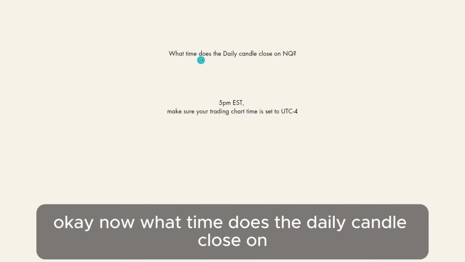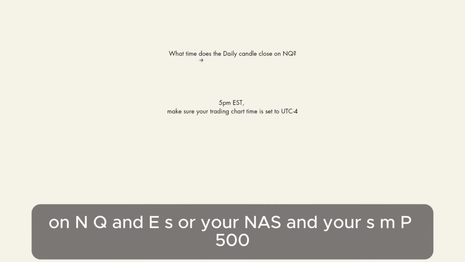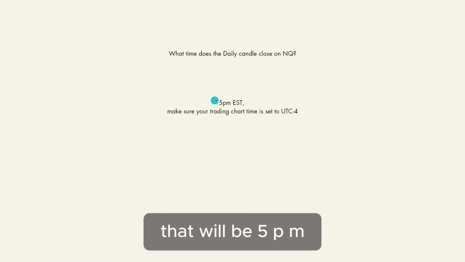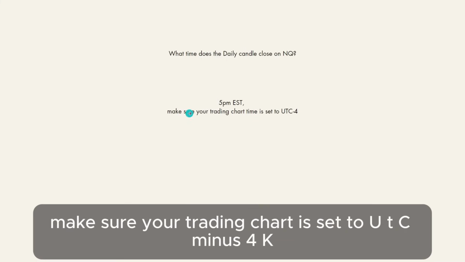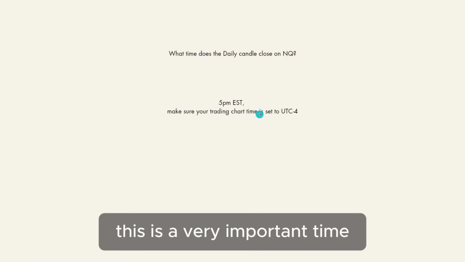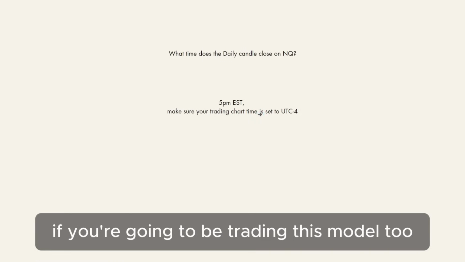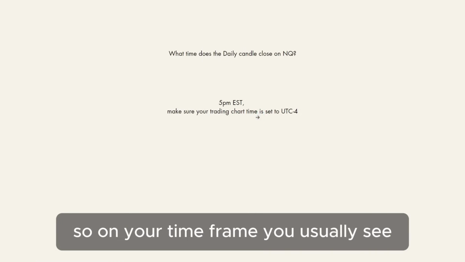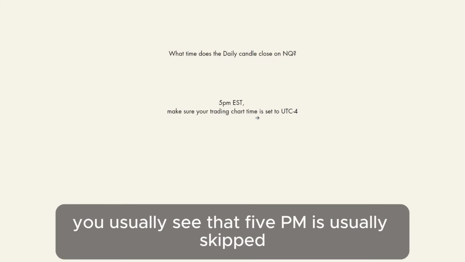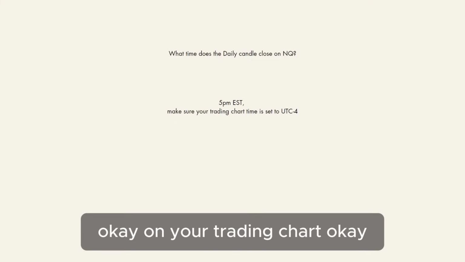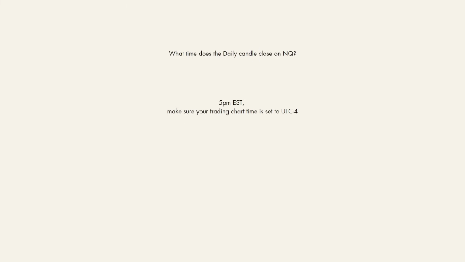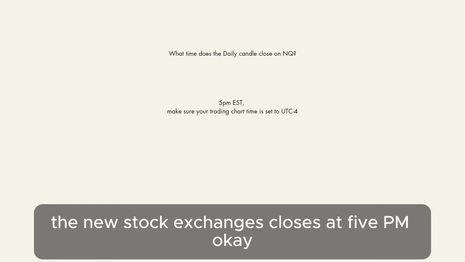Now, what time does the daily candle close on NQ and ES, so your NASDAQ and your S&P 500? That will be 5 p.m. Eastern Standard Time. Make sure your trading chart is set to UTC -4. This is a very important time for a lot of the futures traders if you're going to be trading this model too. So on your time frame, you usually see that 5 p.m. is usually skipped, okay, on your trading chart. That is because the New York Stock Exchange closes at 5 p.m., okay?